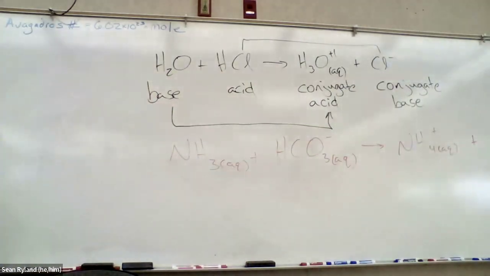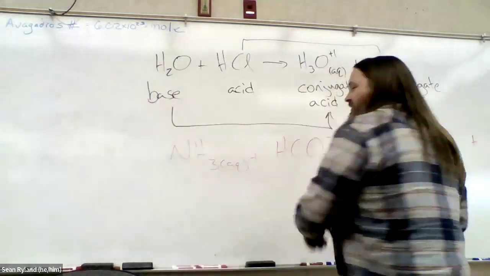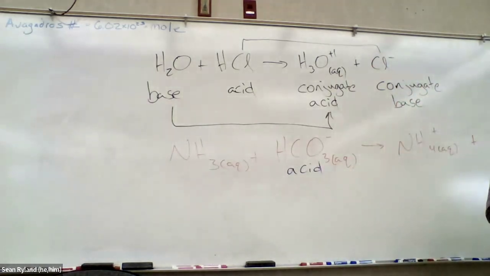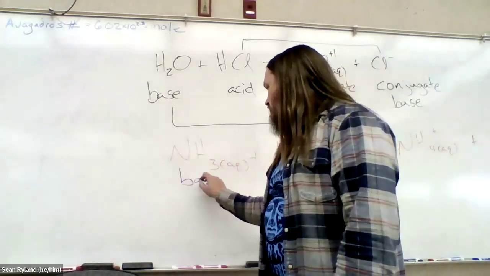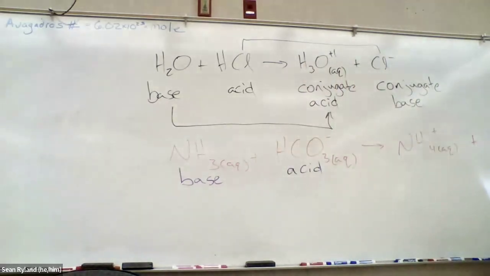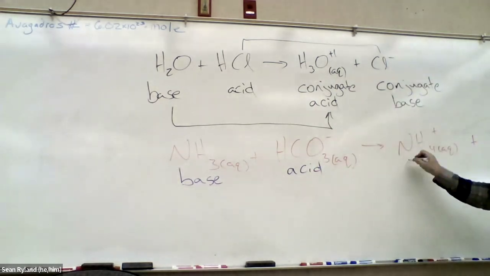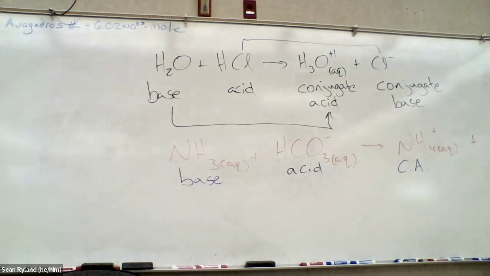So in this case, what's acting as the acid? Yeah, the hydrogen carbonate's acting as the acid, which means the ammonia is what? Base. What's our conjugate acid then? Whatever acts as the base turns into the conjugate acid. Whatever loses the H plus, we call this the deprotonated form. When it's lost the H plus, the deprotonated form is the conjugate base.